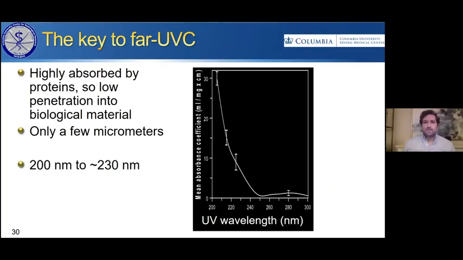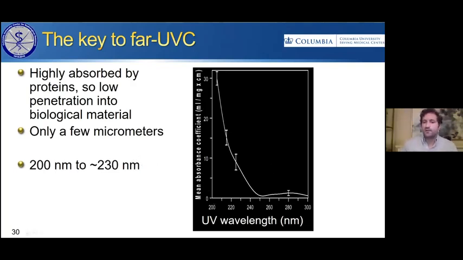A number of years ago, members of our lab came up with the idea to look at the far-UVC, specifically to see how well it could inactivate or kill microbes, thinking that it might have increased safety because of how it interacts with biological materials, specifically that it is highly absorbed by proteins. Because it is so highly absorbed, it can only penetrate a few micrometers into biological material. We're going to define this as 200 to about 230 nanometers.